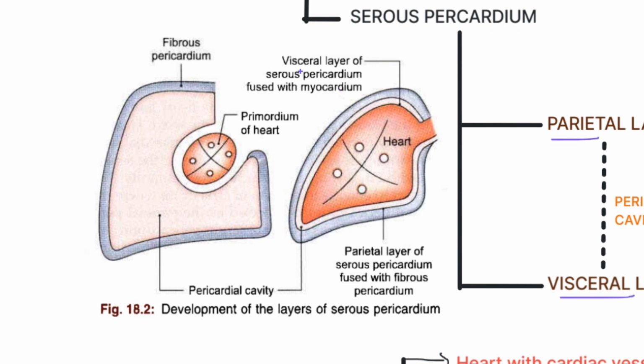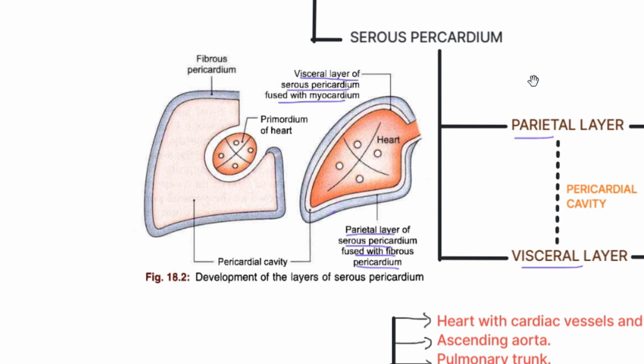So we said that visceral layer of the serous pericardium will fuse with the myocardium. Myocardium is the layer of the wall of the heart, and then parietal layer of the serous pericardium will fuse with fibrous pericardium. So this is the parietal layer which will fuse with your fibrous pericardium, and your visceral layer will fuse with your myocardium, which is the layer of your heart. Okay.